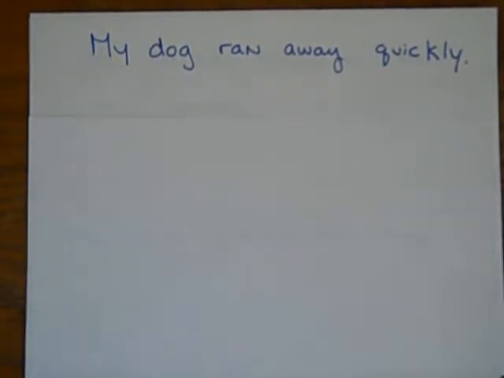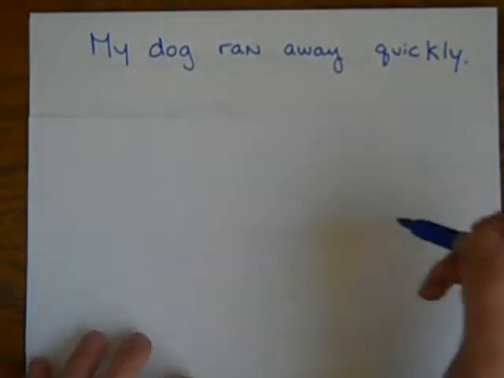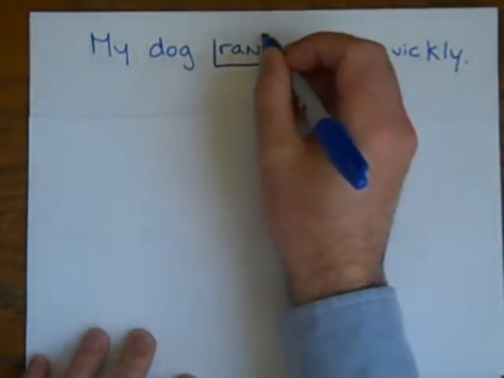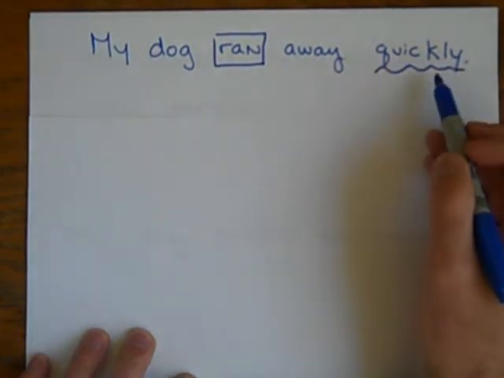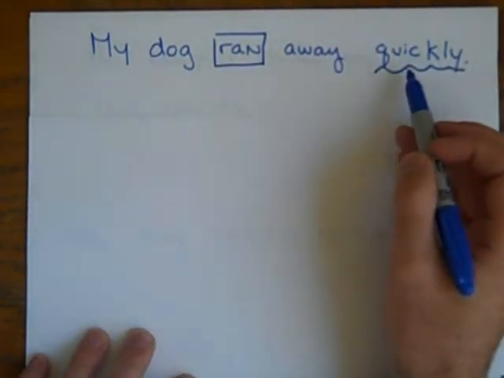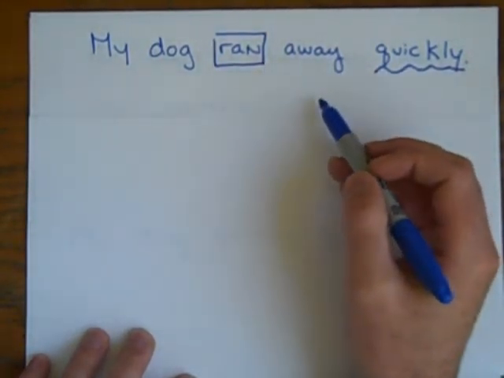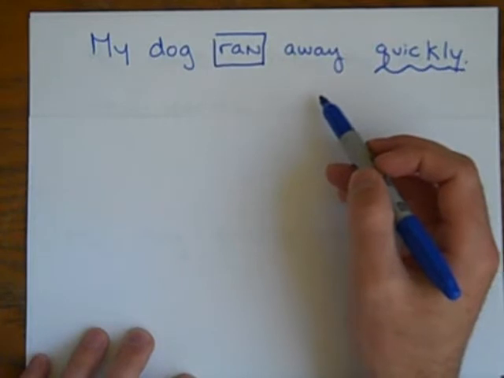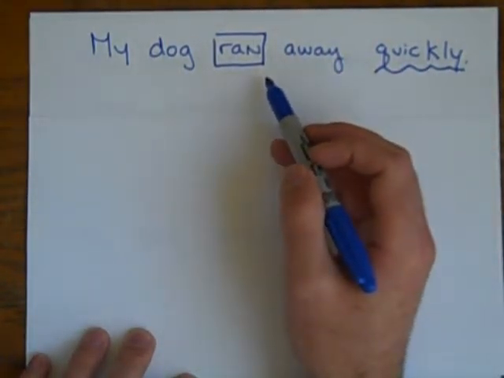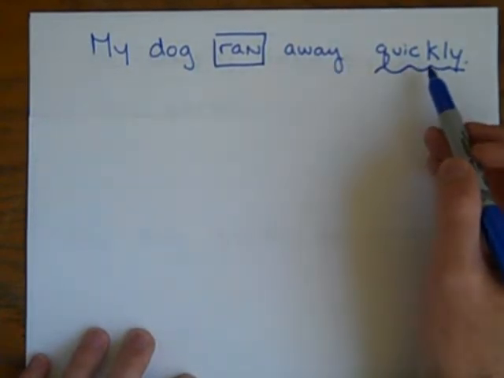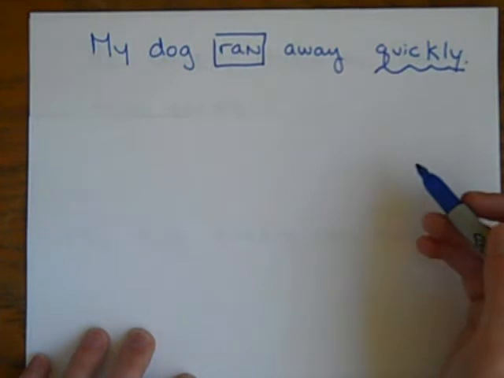This first sentence may seem very clear to you. My dog ran away quickly. The verb in this case is ran, and the adverb is quickly. Remember, an adverb says how a verb happened. In this case, it modifies the way that the dog ran. The reason why this is an example of a misplaced modifier is that we want to have the adverb as close as possible to the verb. In this case, the adverb is at the end of the sentence, whereas the verb is in the middle.